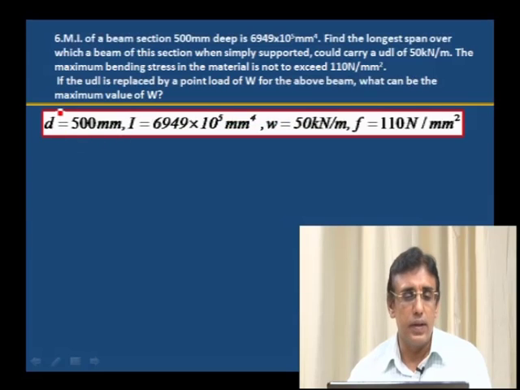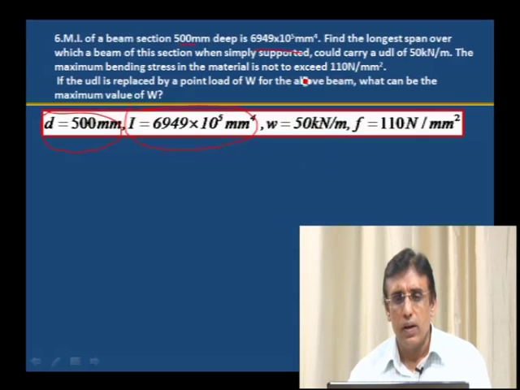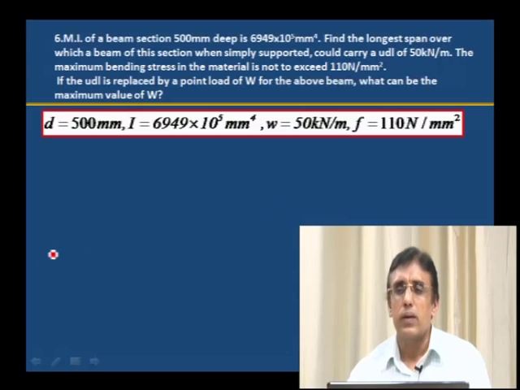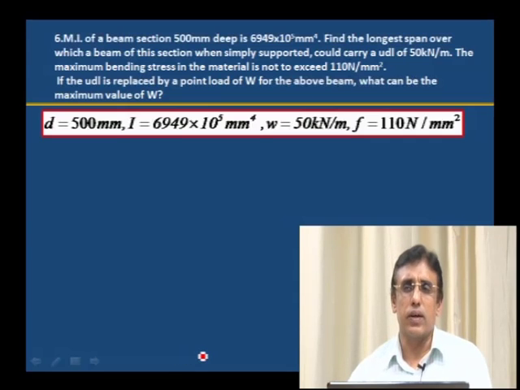What are the data given? D is given as 500 mm, and the moment of inertia is given, that is 6949 into 10 to the power 5. The UDL is 50 kilonewton per meter. The bending stress is 110 newtons per mm square. These are the four parameters given. To find Z, Z is equal to 1/6 BD square. But here we cannot use 1/6 BD square, because B is not given, only D is given.